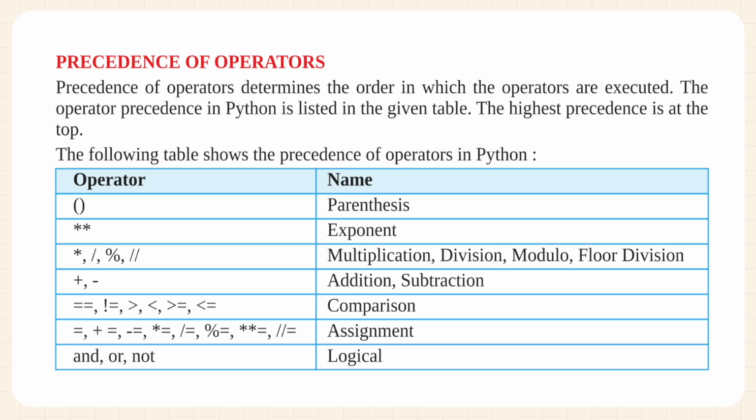Precedence of operators. Precedence of operators determines the order in which the operators are executed. The operator precedence in Python is listed in the given table. The highest precedence is at the top. The following table shows the precedence of operators in Python.